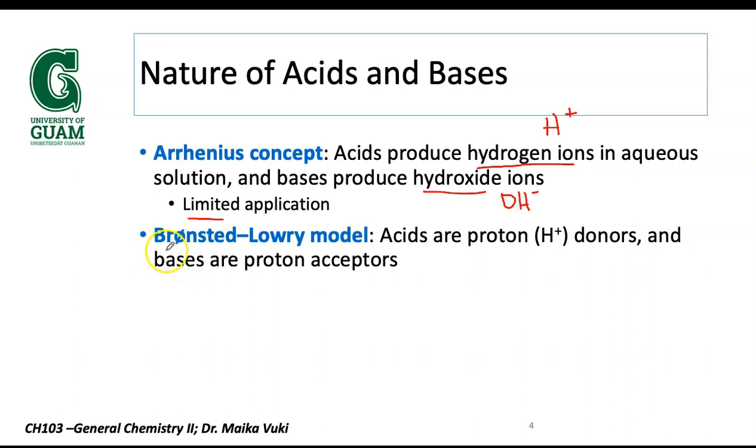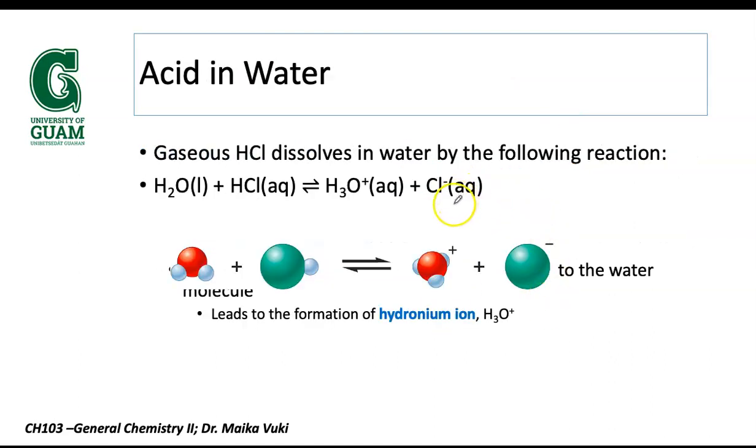So there's another definition which is more encompassing, from two scientists, Bronsted and Lowry. It's called the Bronsted-Lowry model. The definition from Bronsted and Lowry is that an acid is a proton donor and a base is a proton acceptor. So it's basically based on the species proton, and we'll see what that means in the examples we are going to look at.